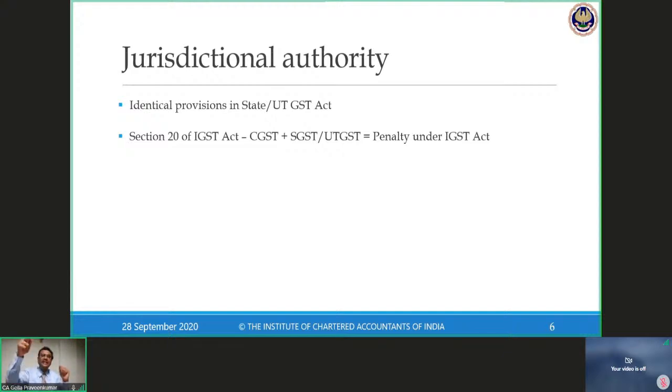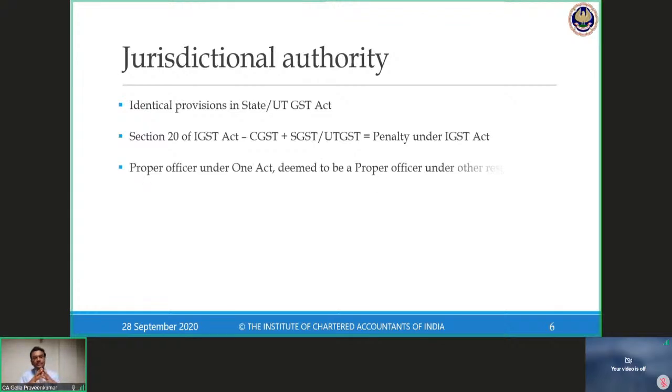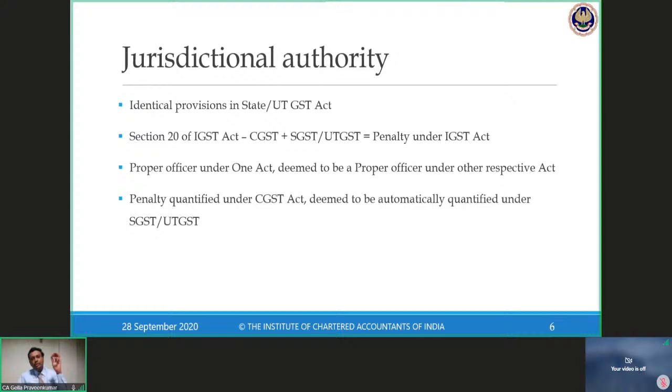The other officer under the other statute does not come into the picture when there is one inquiry, investigation or any proceedings under one jurisdictional authority. A proper officer under one act is deemed to be a proper officer under the respective act. We will see this definition also in a while. Penalty quantified under the CGST Act is deemed to be automatically quantified under the SGST law.